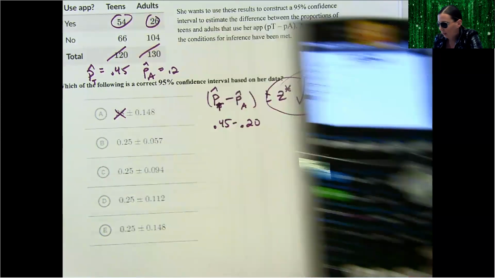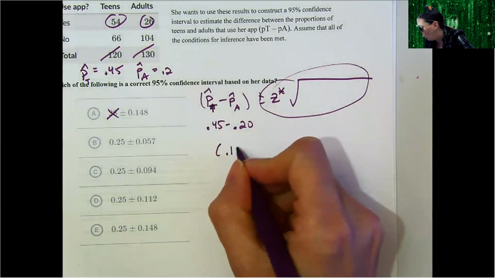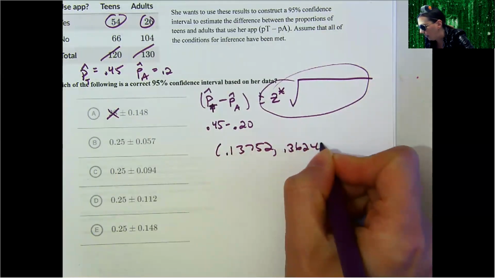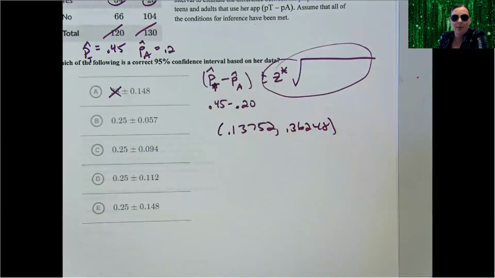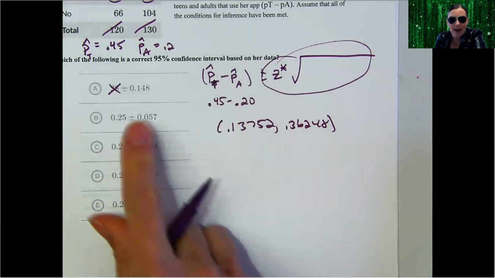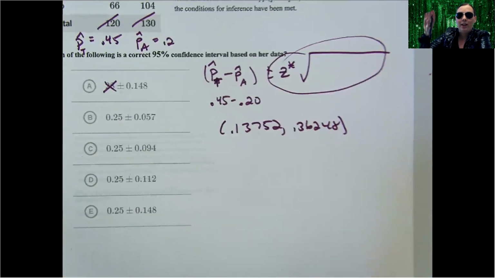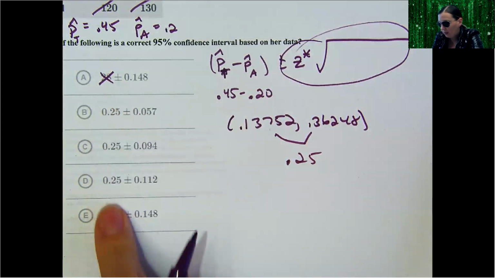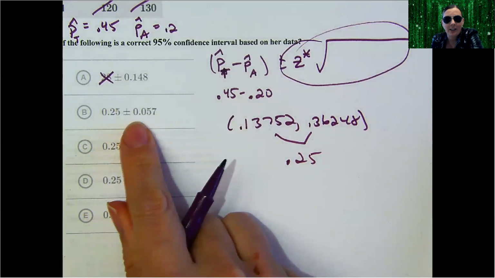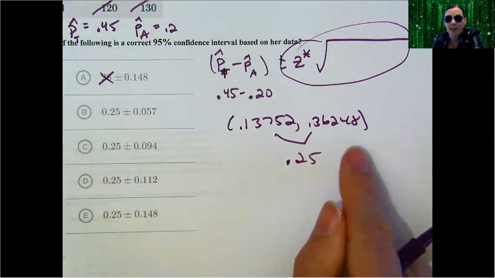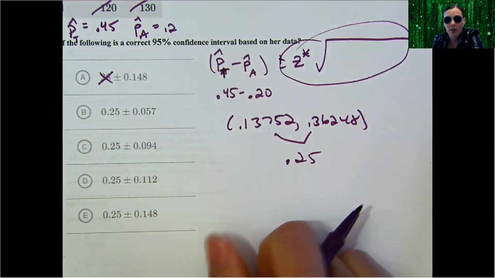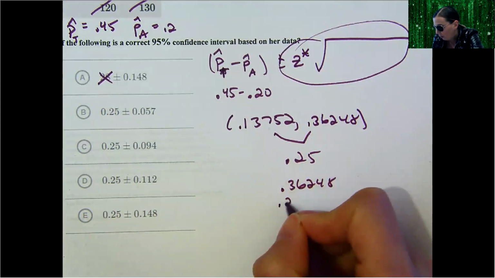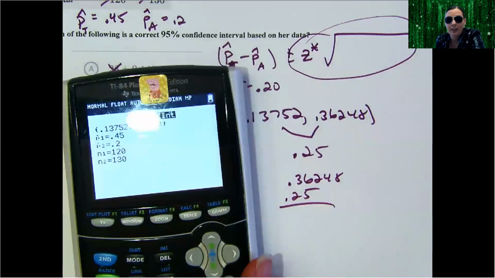Our interval is 0.13752 to 0.36248. You might ask yourself, Mrs. Hamilton, that does not match here, but we can work our way there. We know the middle of this must be 0.25. So we just need to figure out what's added and subtracted to 0.25 to give us these two results. So I'm going to subtract 0.36248 and 0.25 on my TI-Joe.